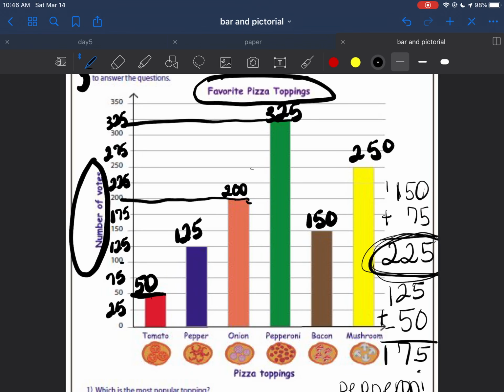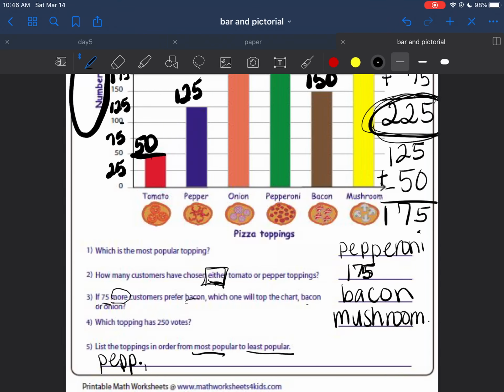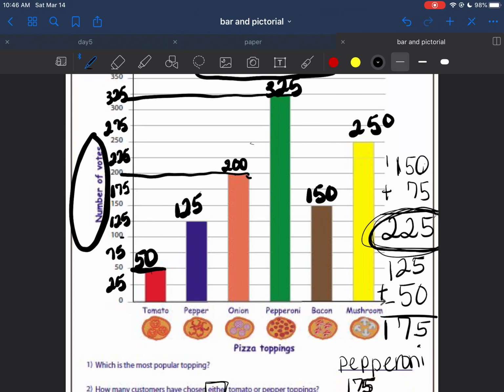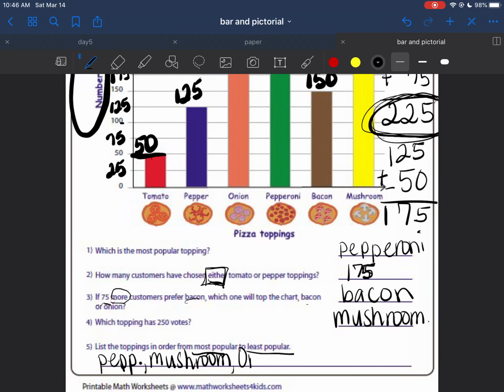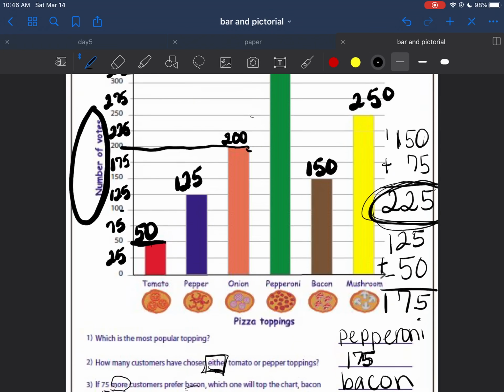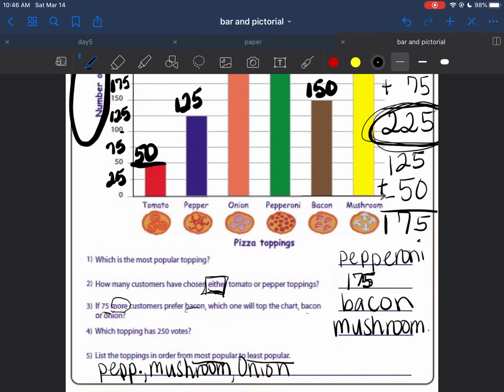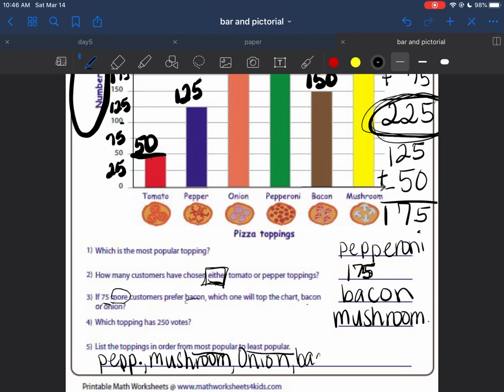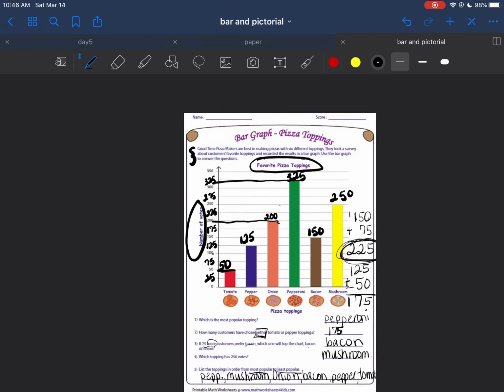Then if I come back up to my bar, what is the next most popular? Mushroom. After mushroom, it looks like onion. And after onion, bacon. Then pepper. And then tomato is our least popular. That means that the least amount of people like tomato. And that is it for your bar graph.